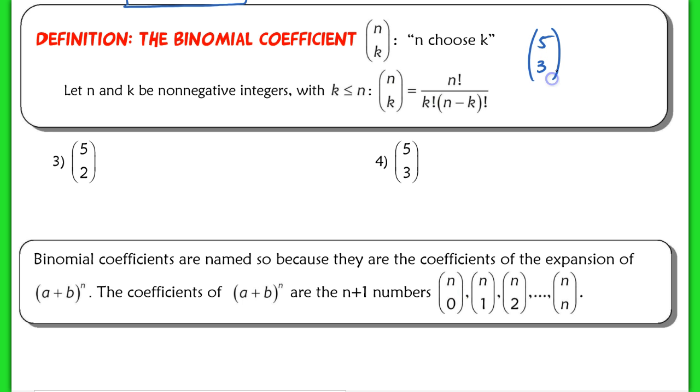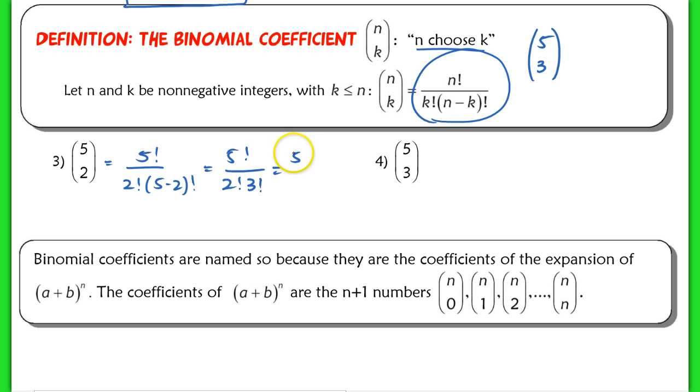When you see 5 choose 3, that's how you actually read that. So this is read as n choose k. And for example here, it would be 5 choose 3. You can use this formula to figure out the total number of combinations. So here, 5 choose 2, we would write that as 5 factorial over 2 factorial times 5 minus 2 factorial. And this ends up being 5 factorial over 2 factorial times 3 factorial.